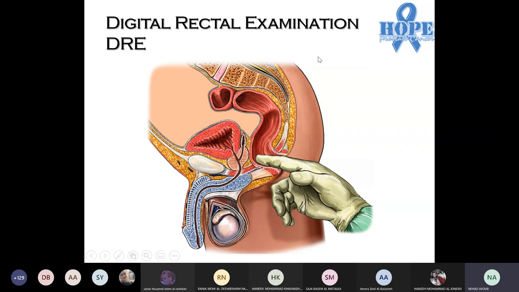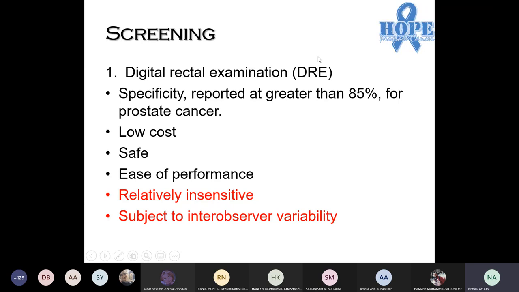So we call this digital rectal examination, or DRE. DRE will tell you if there is a direct problem with the prostate. It's a direct examination of the prostate, but it's not very, I would say, sensitive. Okay, it's not very sensitive. However, we consider it safe and low cost.